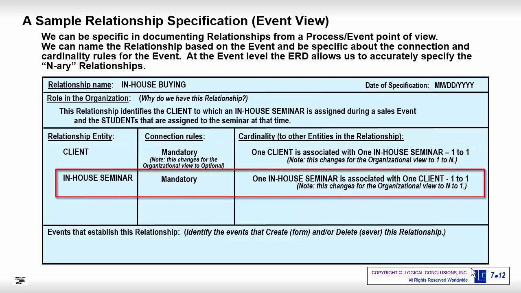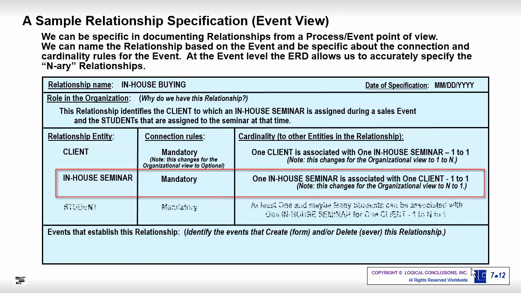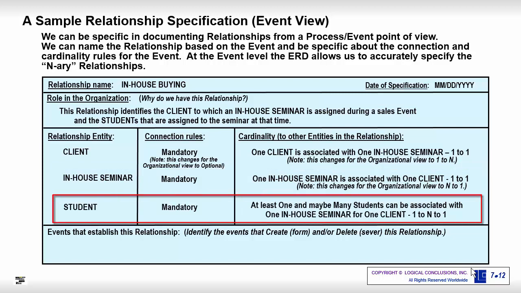Next, the entity in-house seminar has a mandatory connection to this relationship, and the cardinality rule is one in-house seminar is associated with one client. In other words, a one-to-one relationship. Again, note that this changes for the organizational view to n-to-1 relationship. The third entity, student, has a mandatory connection to this relationship, and the cardinality rules are at least one and maybe many students can be associated with one in-house seminar for one client. In other words, a 1 to n-to-1 relationship.